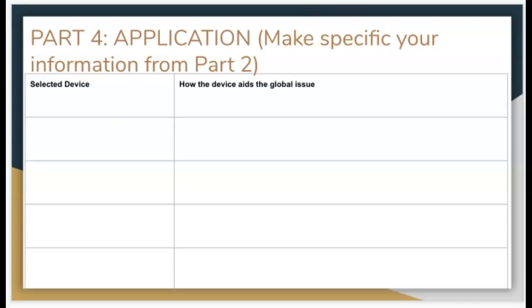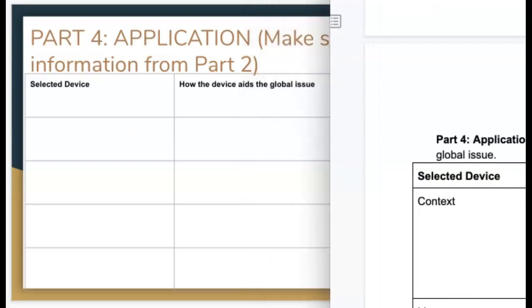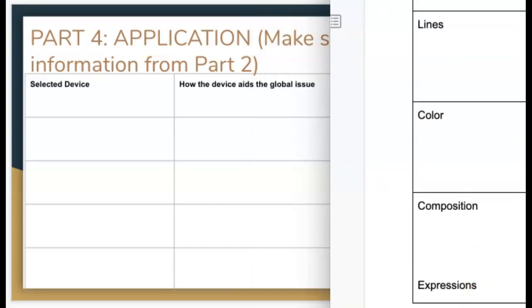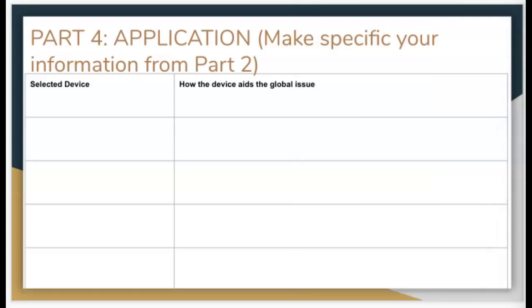So when you're filling it out, your selected devices are going to be things like context, lines, color, composition. Now, I have expressions here too. Maybe there's something that wasn't on our list, but you know it's something that definitely is proving your claim. You can go outside the box, all right? You can create your own, you can make up your own thing. I mean, don't talk about aliens, but you can create it, all right? So don't feel stuck. If you think, I can't think of anything for these, but I really want to talk about X, then talk about X. That's your job. You get to do that.